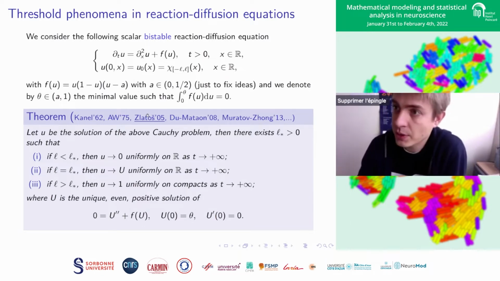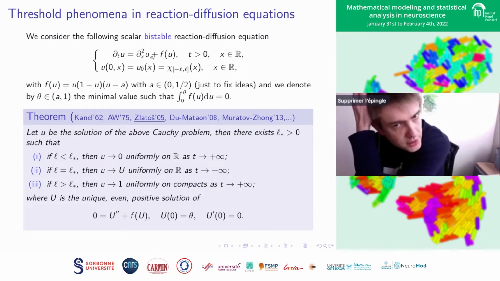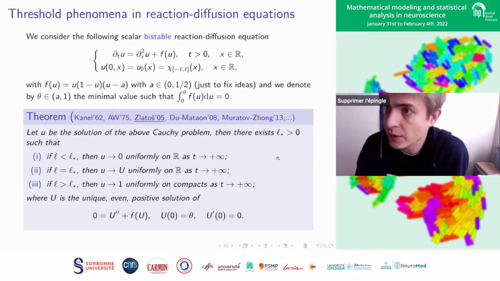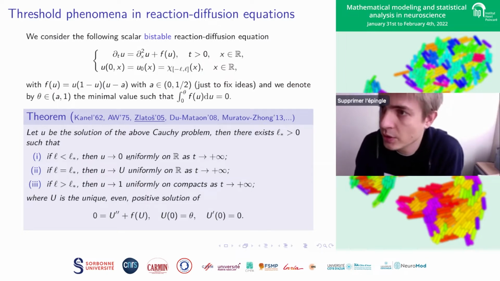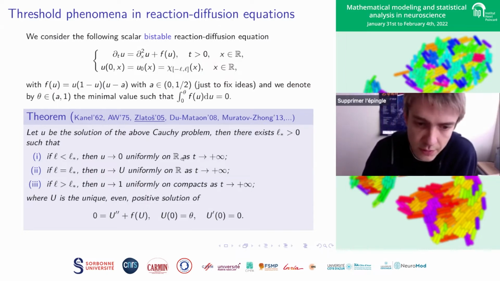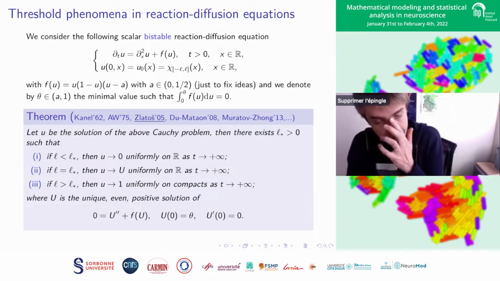And the famous results, which appeared in a series of papers, are that for the solution of the above Cauchy problem, you can find a critical value, L star, strictly positive, where you get a kind of dichotomy in the long-time dynamics. If L is below this critical value, then you go extinct and you converge uniformly on R to 0. If you're above that threshold, then you converge to 1 locally uniformly.